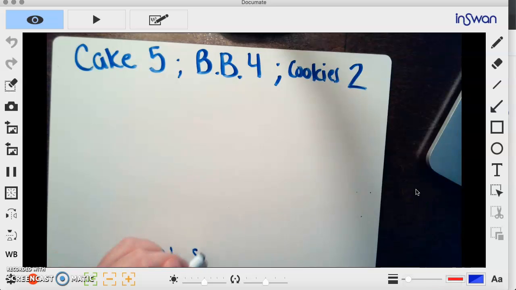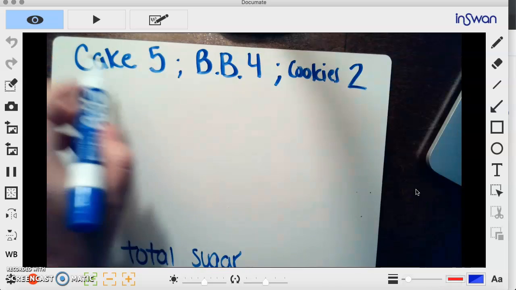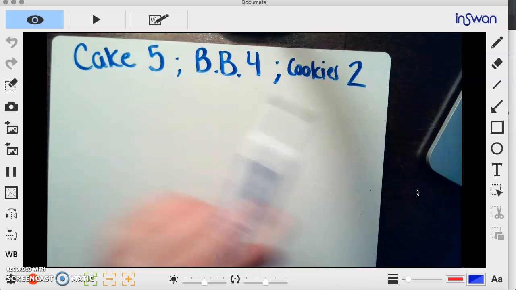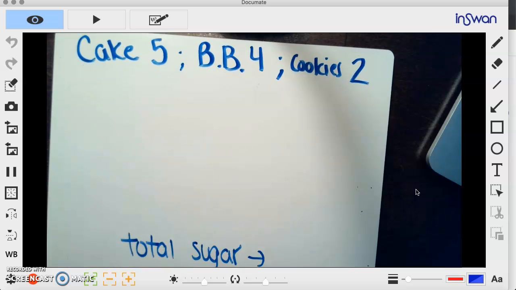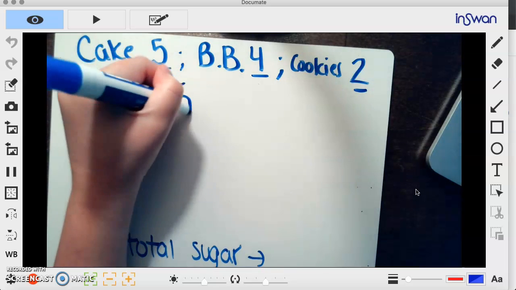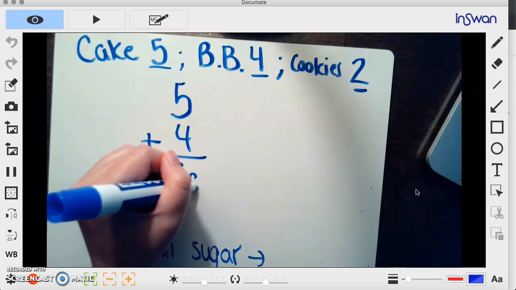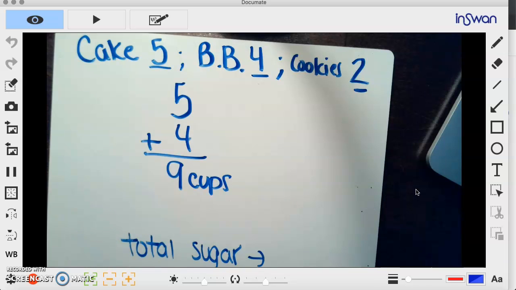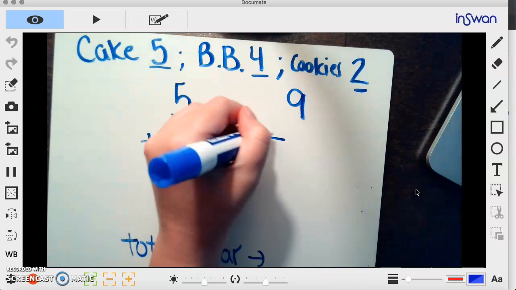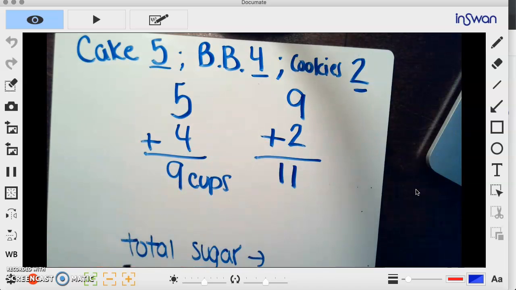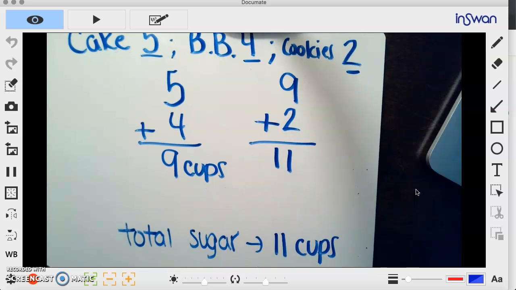Let's go ahead and look at it. So I have my amounts. Cake is 5 cups, banana bread 4 cups, and cookies 2 cups. So to find the total amount of sugar, I'm going to add these numbers all together. First I have 5 plus 4, which gives me 9 cups. Now I can take that 9 and add 2 more for the amount of cookies, and I'm going to get 11. So the total sugar is going to be 11 cups of sugar.